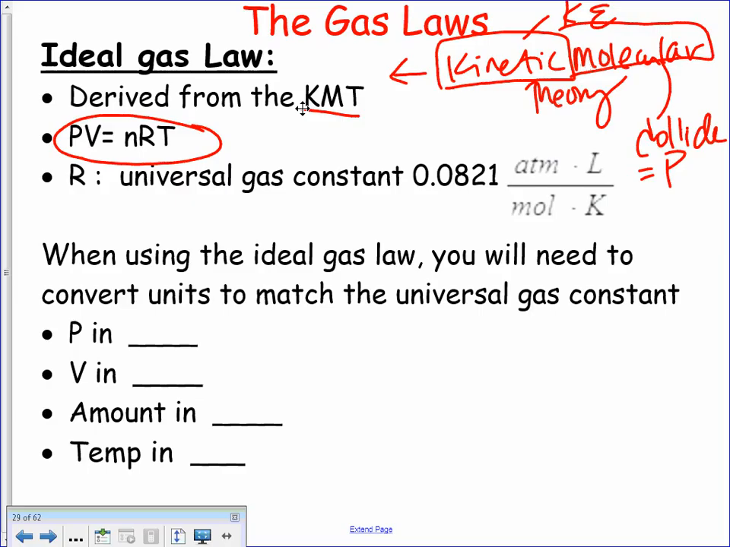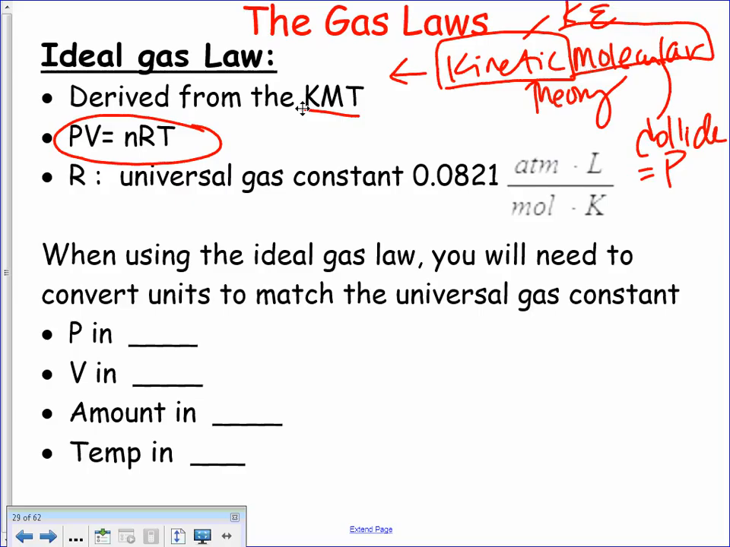Now this is for a one scenario deal. It'll say, here's the pressure of the gas, here's how many moles of gas I have, here's the temperature at which it lives, and I want you to find the volume. Notice there's no two pressures, two volumes, two temperatures. That's all Gay-Lussac's and Boyle's and Charles's law stuff. This is a one scenario kind of deal.